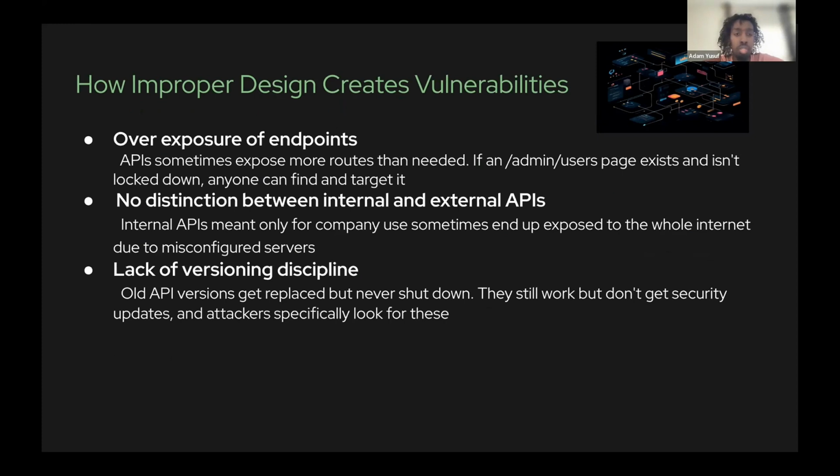And here, in this section, I'll be talking about how improper design creates vulnerabilities. The first of the 3 points is overexposure of endpoints. APIs sometimes expose more routes than needed. If an admin user's page exists and isn't locked down, anyone can find it and target it. The second point is no distinction between internal and external APIs. Internal APIs, meant only for company use, sometimes end up exposed to the whole internet due to misconfigured servers.